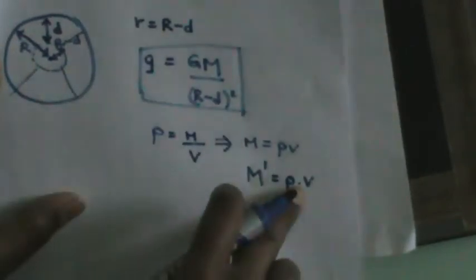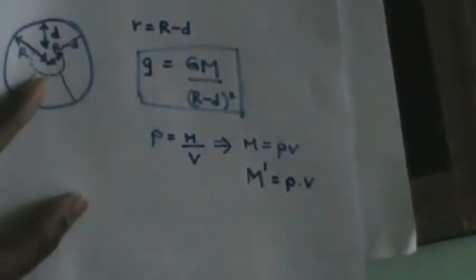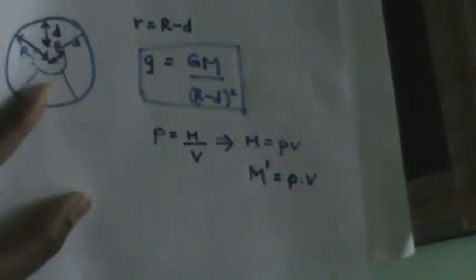M dash is equal to rho times v. I'll take this object to be a sphere, so the volume will be 4 by 3 times pi times the cube of the radius. The radius is now the value of r minus d, because we found the radius of this object to be r minus d. So we can substitute the value here and find a value for m dash.